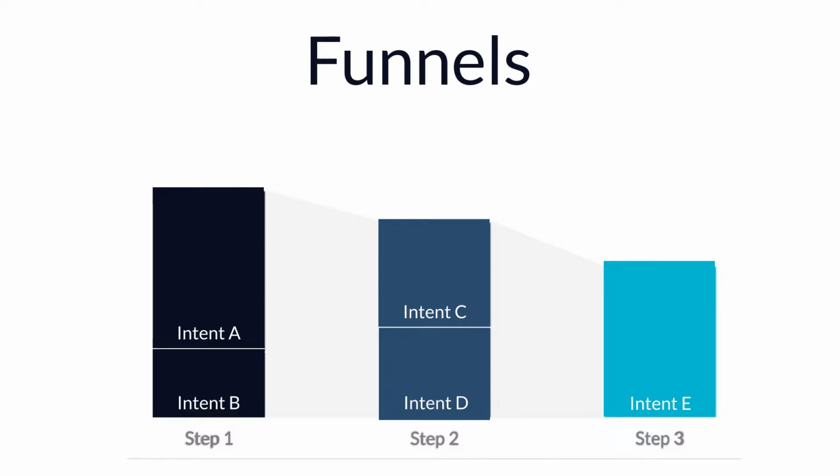Now, let's see how users can navigate through the funnel. For example, a user matches intent A, intent C and intent E during the session. He or she will be counted in all steps. In the next example, a user only matches intent B during the session. This user will only be counted in step 1. In the third example, another user matches intent D and then intent E. This one will not be counted because he or she did not enter the funnel via intent A or B.